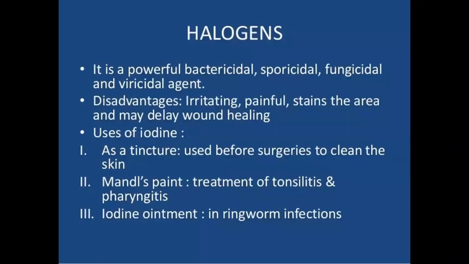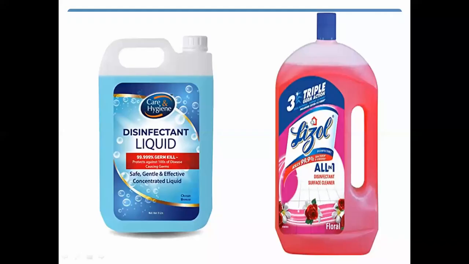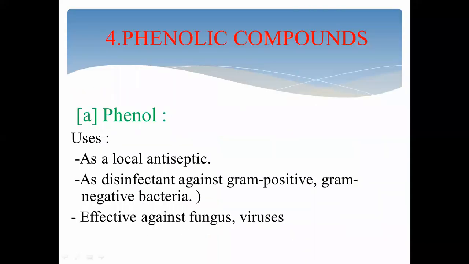The next one is halogens. Okay, one more example from the phenolic compounds remains, that is cresol. It is used as a commercial disinfectant and as a preservative in medicinal preparations. In medicinal preparations it is used as a preservative and as a disinfectant. Then next, resorcinol. Resorcinol is also used as an antiseptic ointment.